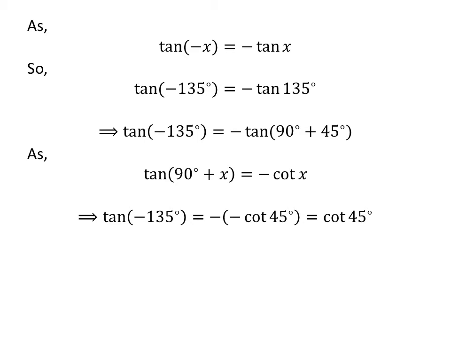Here x is 45 degree, so tangent of minus 135 degree is equal to minus of cotangent of 45 degree, which is equal to cotangent of 45 degree, as minus of minus is equal to plus. We know the value of cotangent of 45 degree is equal to 1. So we get the value of tangent of minus 135 degree is equal to 1.